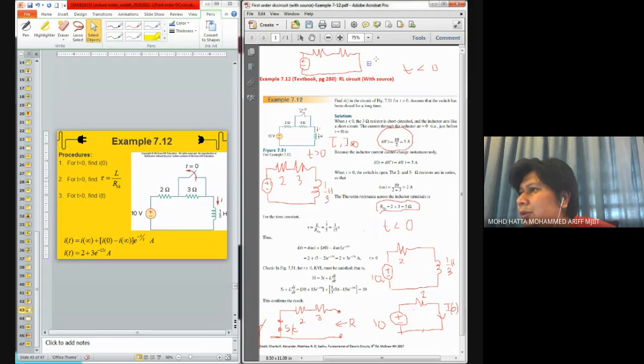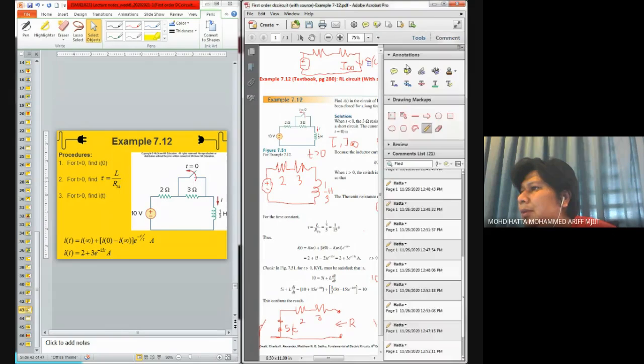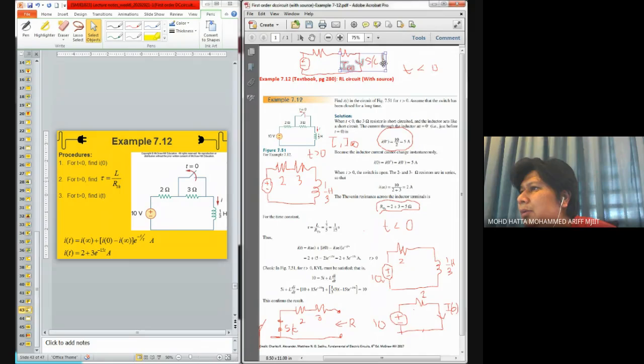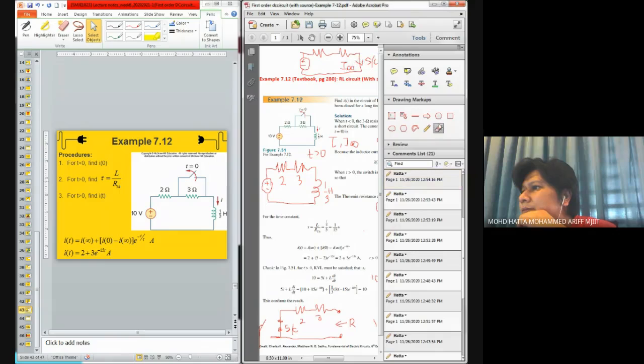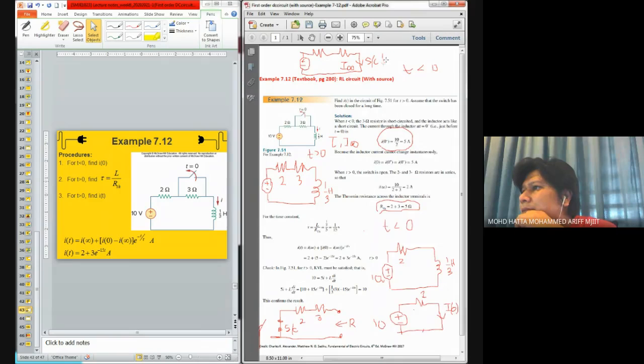This part is short circuit, and we try to find what is the current over here, I short circuit, or current here, I infinity. The inductor over here will behave as a short circuit, and the I infinity that we try to get is actually the current flowing through here.